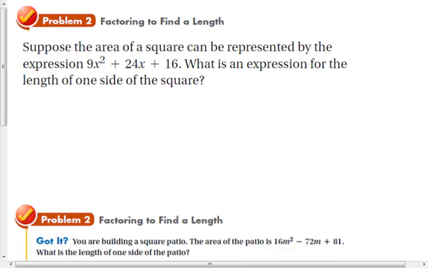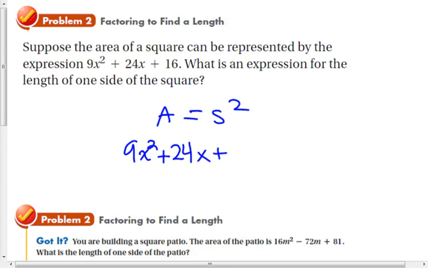All right, suppose the area of a square can be represented by the expression 9x squared plus 24x plus 16. What is the expression for the length of one side of the square? So the area of a square is the side times itself, and our area is this expression. So I'm going to substitute that for the area. And I know that equals some number times itself. And since it's a trinomial, you probably know that it's a binomial multiplied by itself.